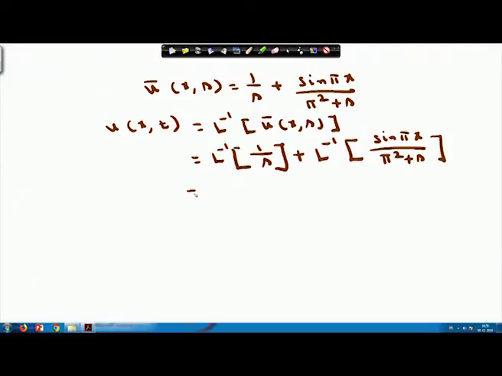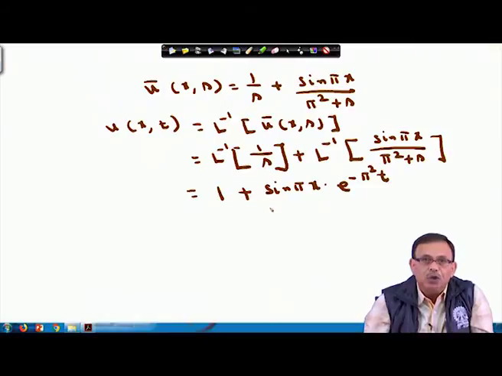Laplace inverse of 1 by s is nothing but 1, and sin pi x will come out, and you have only 1 by pi square plus s. So, sin pi x, if it comes out, into Laplace inverse of 1 by pi square plus s is e power minus pi square t. This you can check on your own. Already this type of problem we have done earlier. So, your solution becomes u x t equals 1 plus sin pi x into e power minus pi square t.